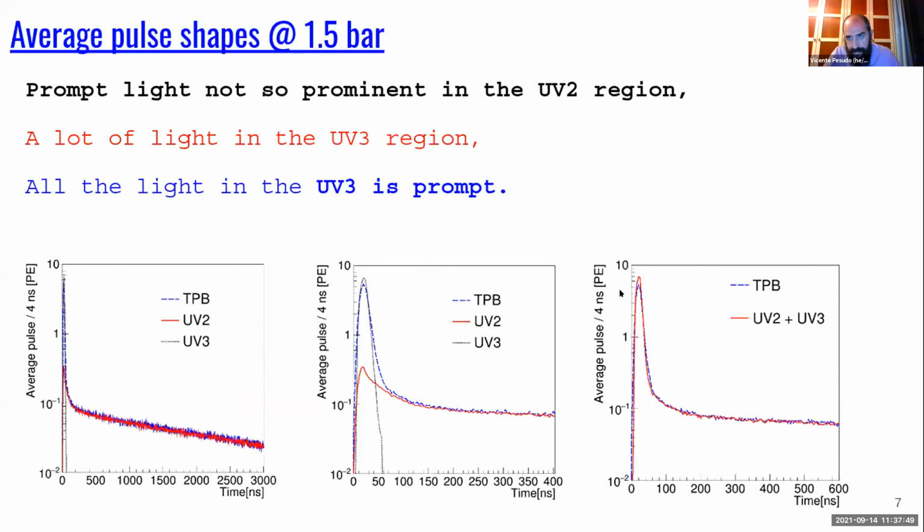And here, in the blue line, you have the sum of the two, which corresponds to the integral because of the TPB. In black is the UV3, and in red is the UV2. And here in red is UV2 plus UV3 compared to the TPB. So things are quite consistent.